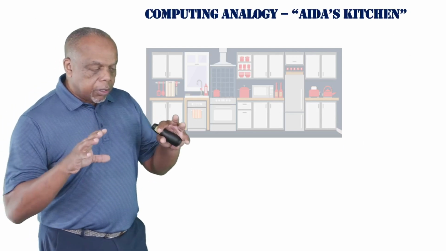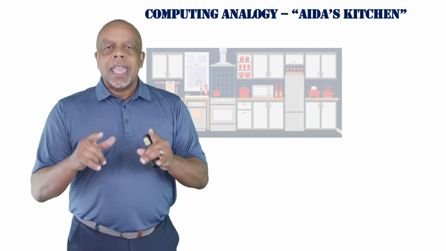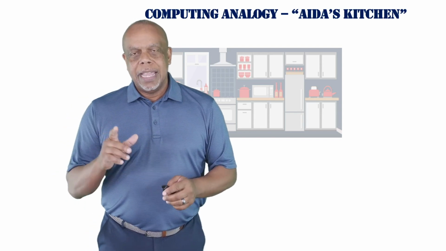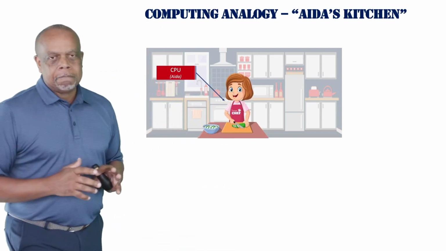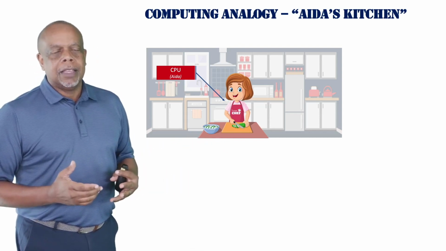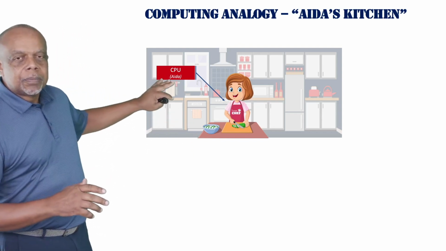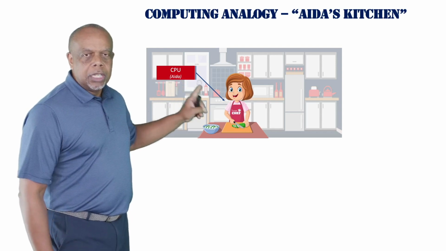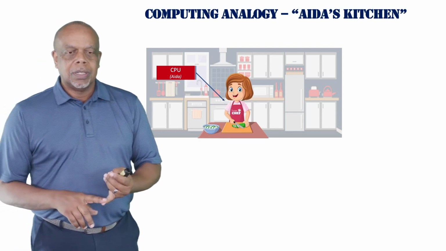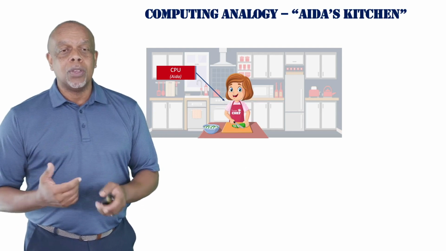Okay, so now let's bring these together. How do these pieces work together? This is my computing analogy, and it's based on Ada's kitchen. Yes, Ada's kitchen. And Ada loves to cook. So here's Ada, and she's going to prepare for us today a salad, okay? A fresh garden salad. Now, in this analogy, in Ada's kitchen, she is the CPU. She is the one that's going to fetch, decode, execute, and store. She's going to perform those functions.